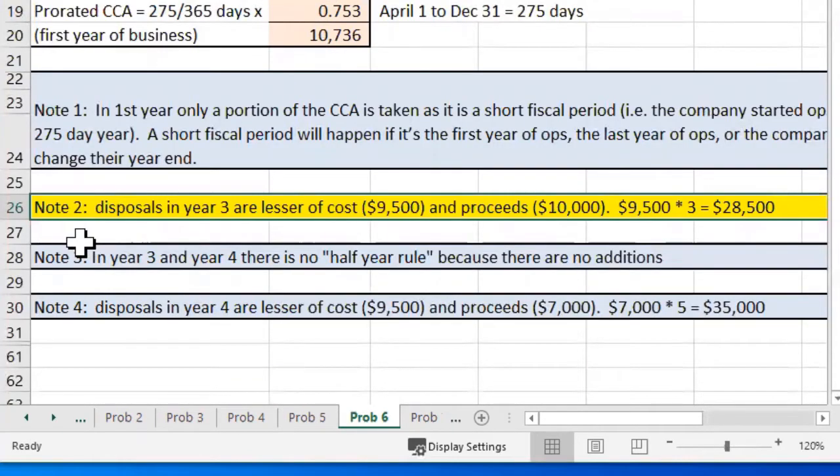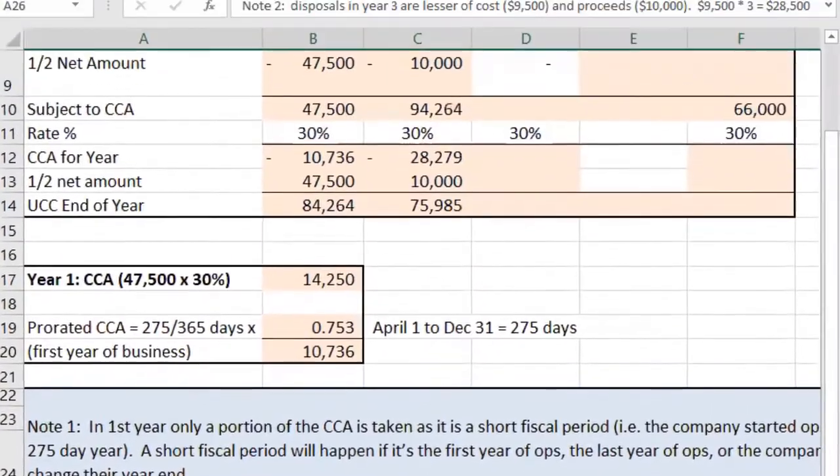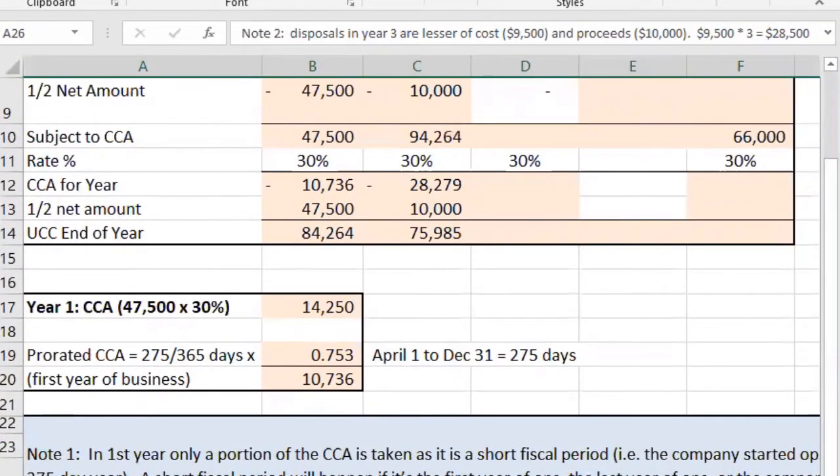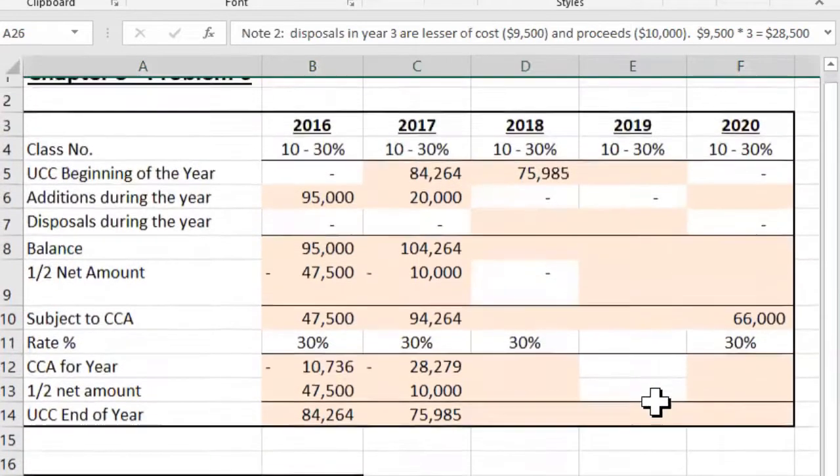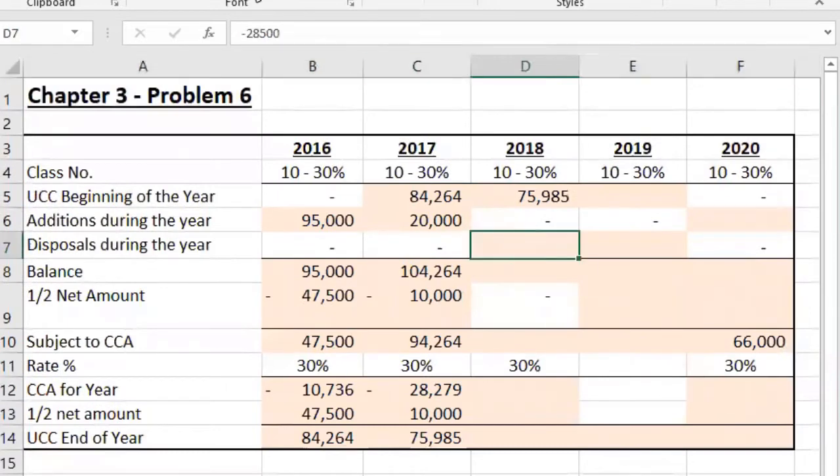Disposals in year 3 are the lower of cost, $9,500, and proceeds, $10,000. So in fact, the lower of those 2 things is 9.5 grand. We times that by 3. That gives us 28,500. That is what we are removing from our UCC pool. And there it is, 28,500 comes out of the pool. Then we're going to jump over here and give us a little bit of a summary of the balance.